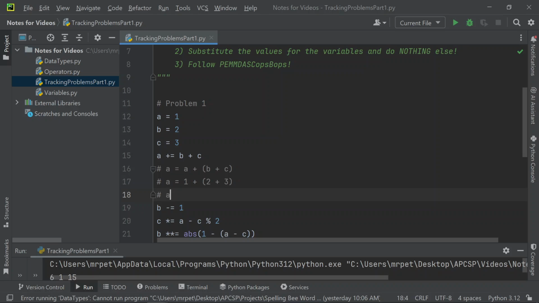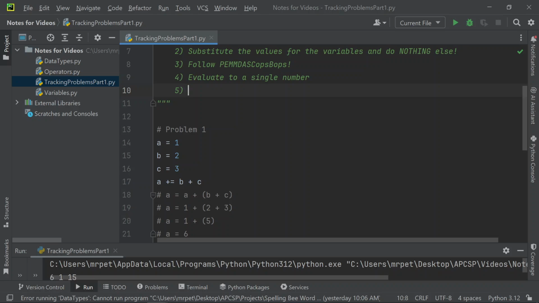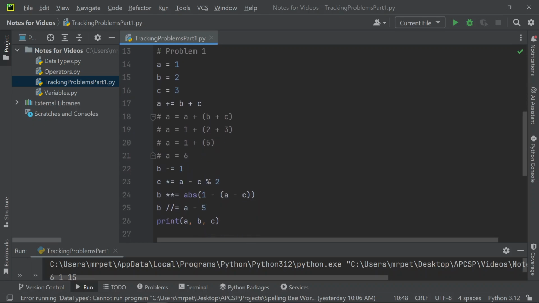All right, so we follow PEMDAS. That means we should do our parentheses first, and then we can evaluate as normal. So evaluate to a single number, and then you have two options here. I would recommend maybe highlighting or underlining the new value that you have, just so you don't reuse A is equal to 1, maybe you use A is equal to 6.